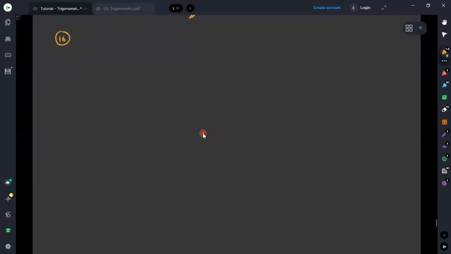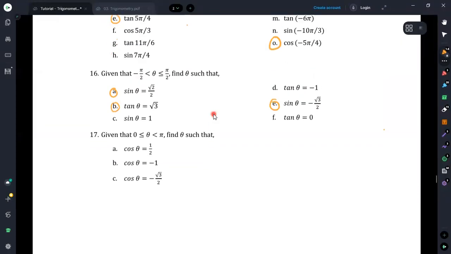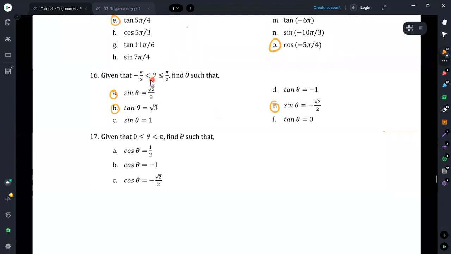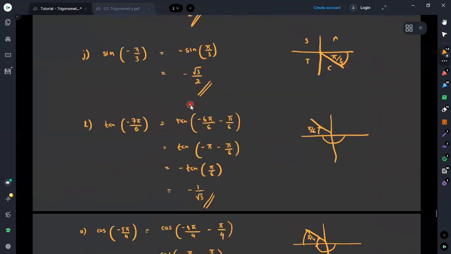If we move directly to the calculations of question number 16, it is given that theta is in the range of minus 5π over 2 to plus 5π over 2. According to the inequalities, theta is greater than minus 5π over 2, so minus 5π over 2 cannot be taken, but theta is less than or equal to plus 5π over 2. It simply says that theta can be in the fourth or the first quadrant only. I will show it graphically as well.